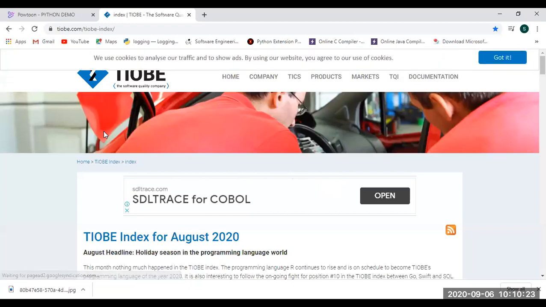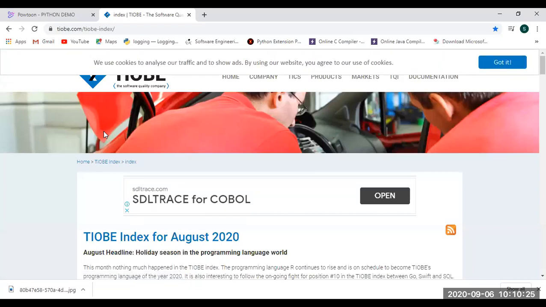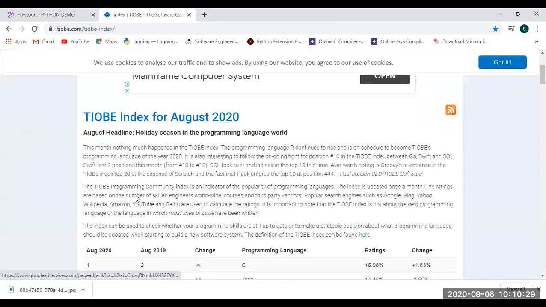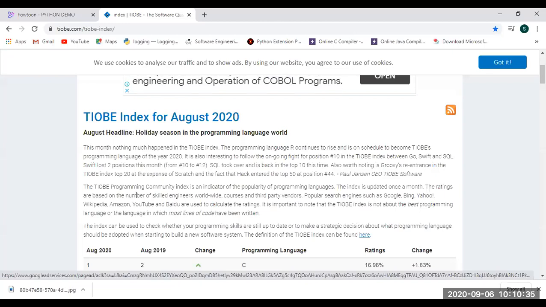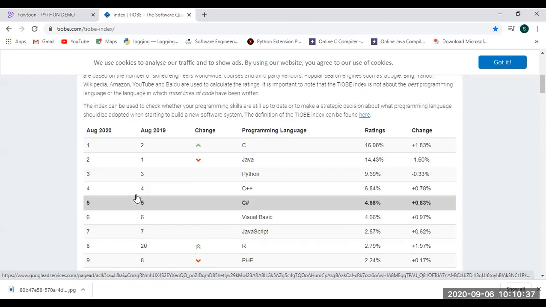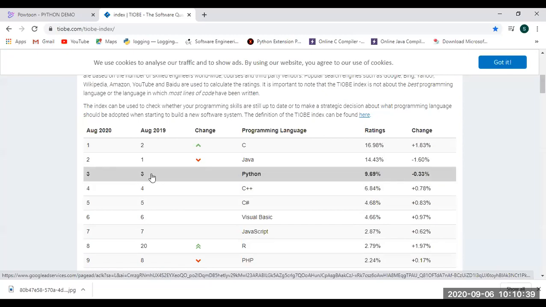Why Python is used in machine learning. If you get the clarity, you can easily understand machine learning, data science, or AI. Let me just scroll down here. If you look at the TIOBE index of August 2020, that means the previous month, whatever they have given, can you look at the ranking of Python? Please look at the ranking of Python. Don't you think the ranking of Python happens to be third rank?